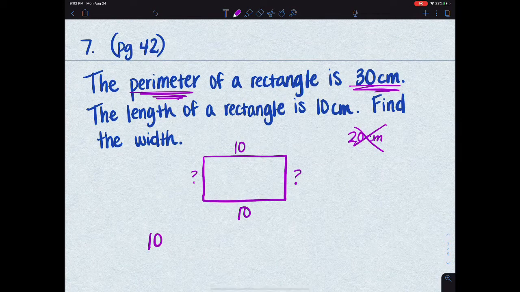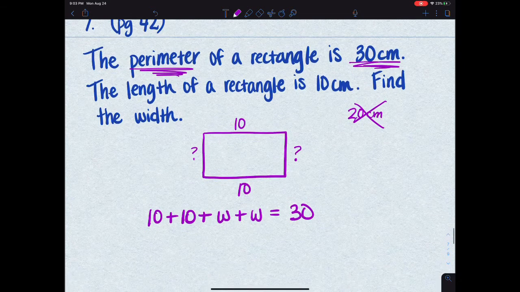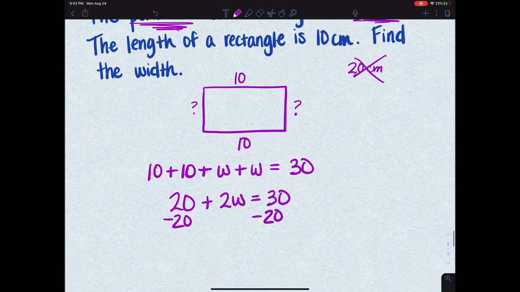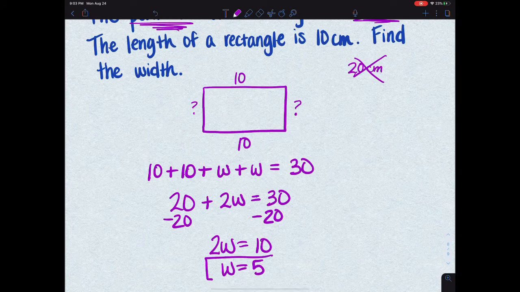So it's going to be 10 plus 10 plus the width plus the width, which is the same, is equal to 30. And so if I simplify that, I get 20 plus 2 times the width is equal to 30. Subtract 20 from both sides. And then I get 2 times the width is equal to 10. And then W is going to be equal to 5. Okay, and so the answer is 5 centimeters.